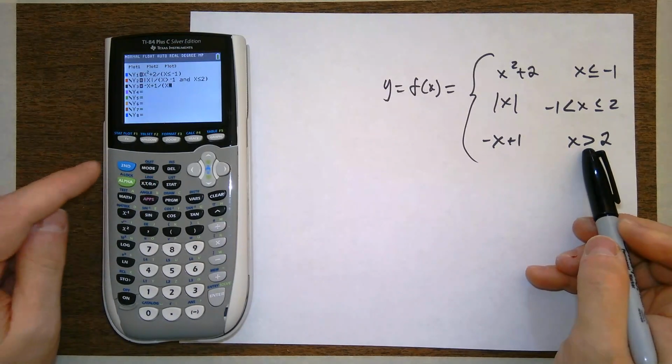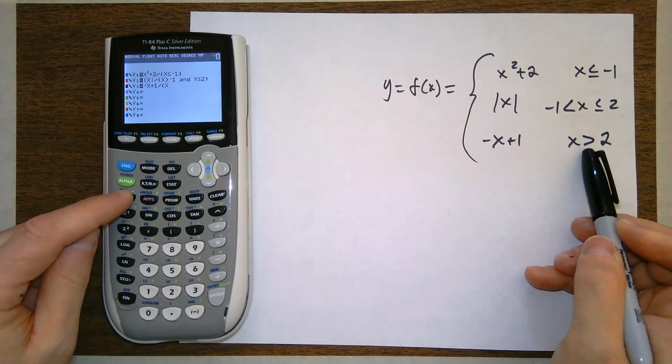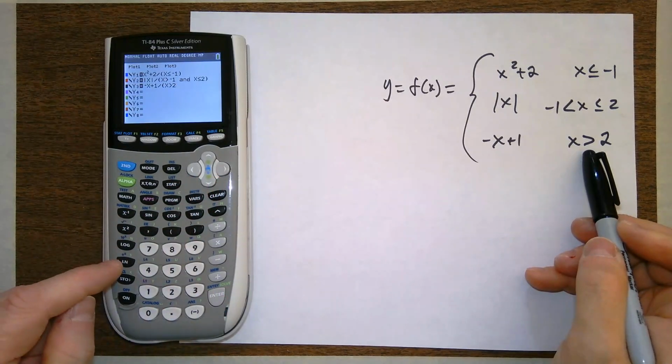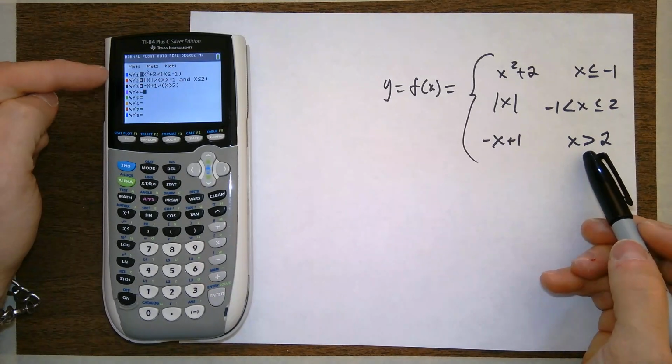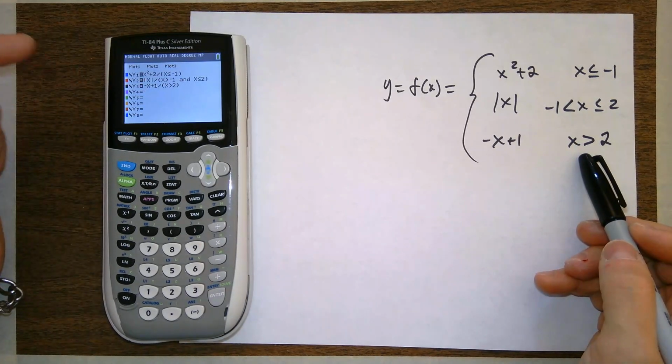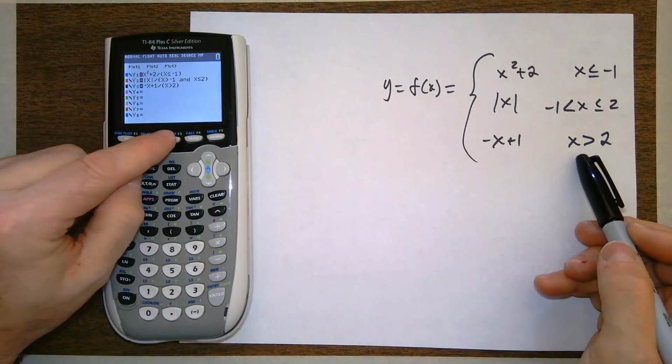There's my variable button x. Second math, which is my test button, greater than 2, and then close parentheses. So here it is. There it is. You can pause and take a closer look at the syntax here and how to write this. I'm going to go ahead and graph it now.